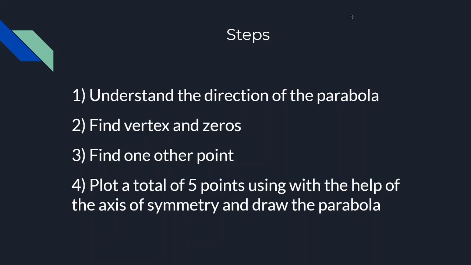There are 4 main steps to plotting our parabola. First is to understand the direction of the parabola. This means to identify a and see if it's positive or negative. Next, we need to find the key points, which is the vertex and the zeros of the function. Then, we find one other point, or sometimes even 2 if needed. And finally, we plot a total of 5 points using the help of the axis of symmetry, and we draw a curve through the points that we've plotted.